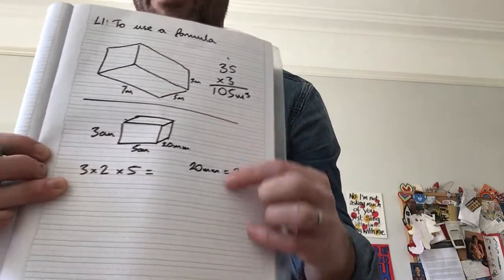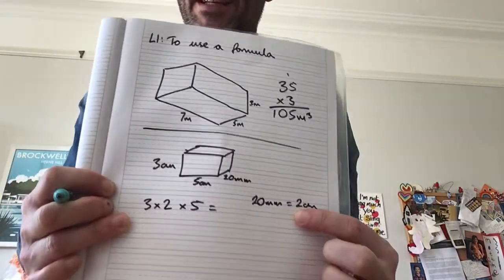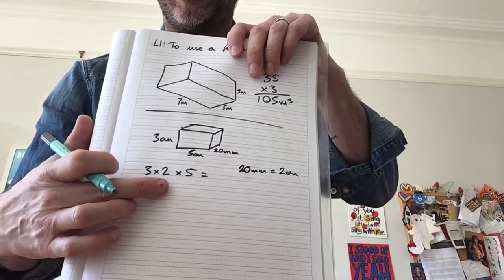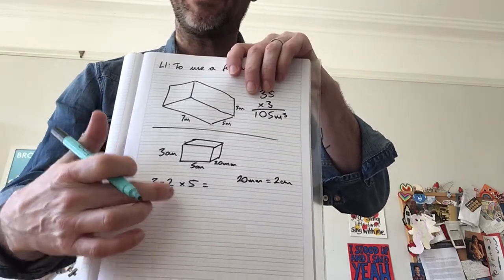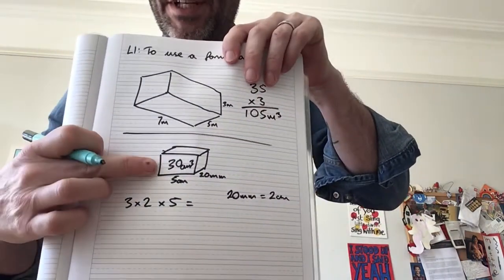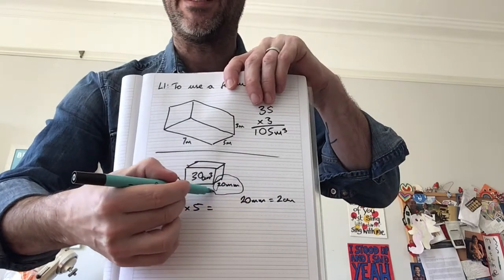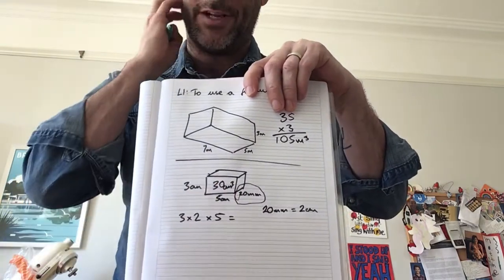Think about how many millimeters are in 1 centimeter. If you had your ruler in front of you, that would be super useful, right? And hopefully what you've got is that 20 millimeters equals 2 centimeters. Every centimeter has got 10 millimeters in it. So then really what we're looking at is 3 times 2 times 5. 3 times 2 is 6. 6 times 5 is 30. So our volume for this particular cuboid would be 30 centimeters cubed. And this is the key issue that we would have to change in order to get that right.